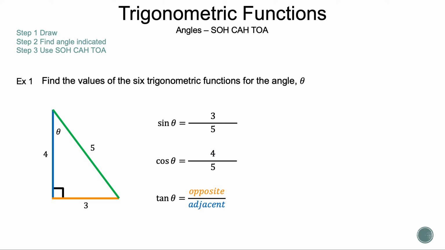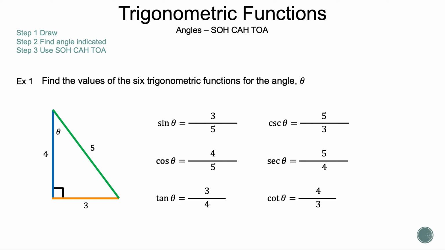And finally tangent. What do you think tangent is equal to? That's right, 3 for opposite and 4 for adjacent. Now let's move on to the reciprocals. Remember, the reciprocals are flipping the fraction, so 3 over 5 becomes 5 over 3 for cosecant, and 4 over 5 becomes 5 over 4 for secant, and 3 over 4 becomes 4 over 3 for cotangent, and that is example 1.